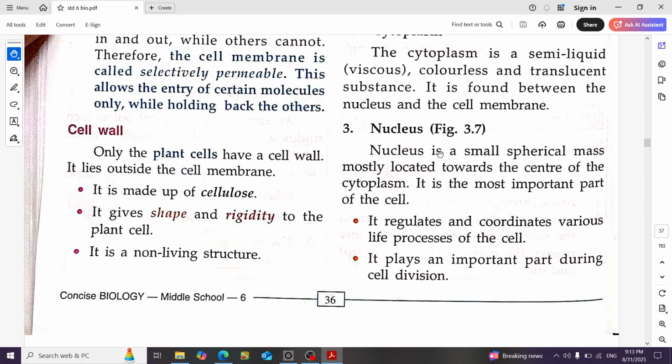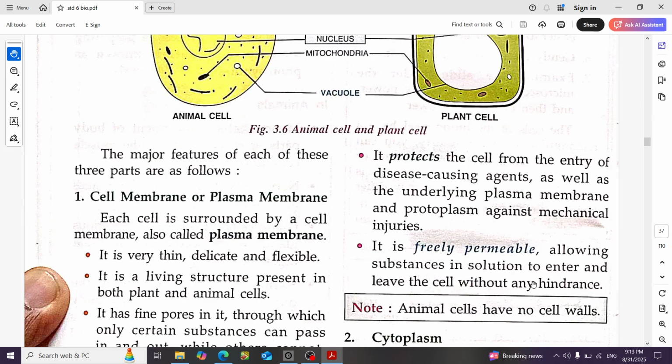It is made up of cellulose. It's a chemical. It's a special chemical made by the plants, structural one. Glucose is used to make cellulose. It's very strong. It's a non-living structure. It protects us from the entry of the disease-causing agents as well as the underlying plasma. It is freely permeable, so anything can enter through it. Animal cells have no cell wall. Remember this. Plants only have cell wall.